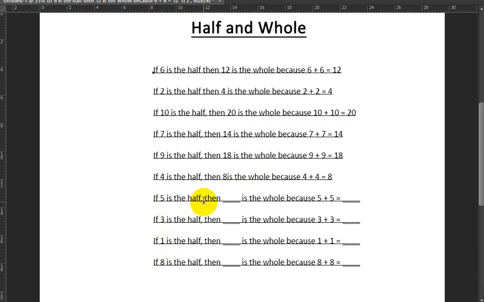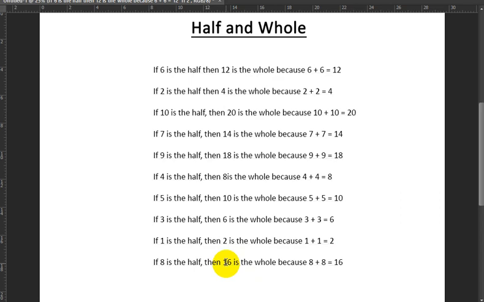If 5 is the half, then what is the whole? 5 plus 5 gives me 10. So 10 is the whole. If 3 is the half, then what is the whole? 3 plus 3 gives me 6, so the whole is 6. If 1 is the half, well, I know that 1 plus 1 is 2, so the whole will be 2. And lastly, if 8 is the half, then what is the whole? 8 plus 8 gives me 16, so the whole will be 16.